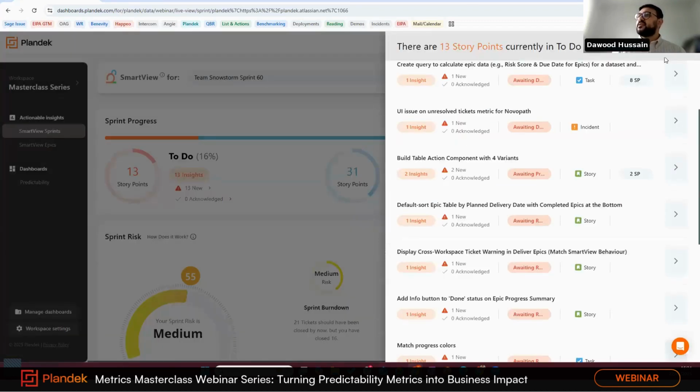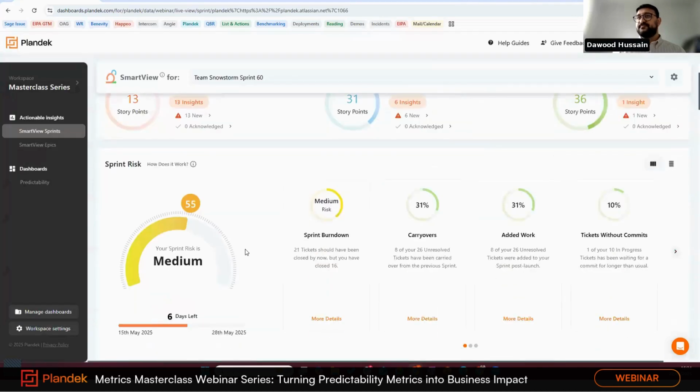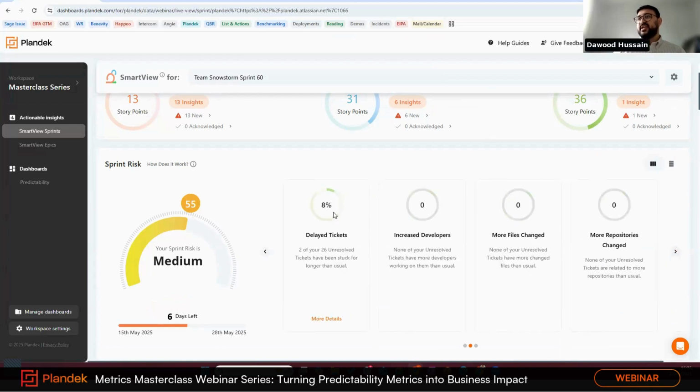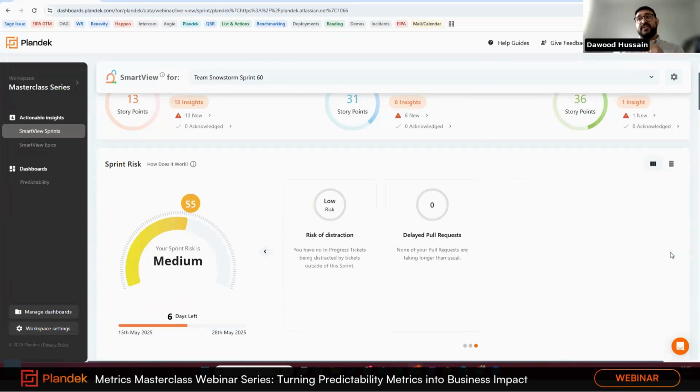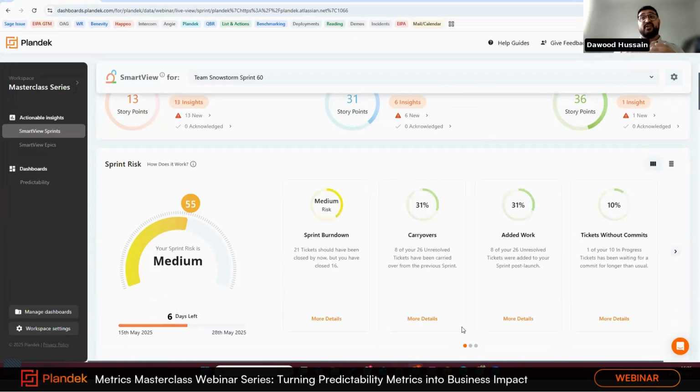So I just want to highlight a couple of others. We can see here the sprint burn down: 21 tickets should have been closed by now, but you've closed 16. There are carryovers, work added, tickets without commits, and a couple of others too. It's all based on your historic completion, so we won't necessarily have insights against all the tickets if there doesn't need to be one.